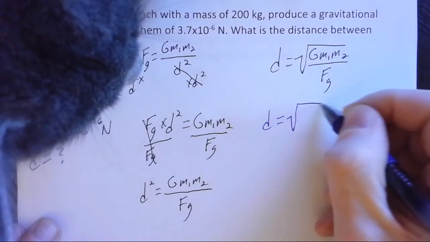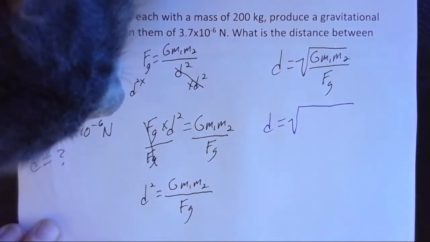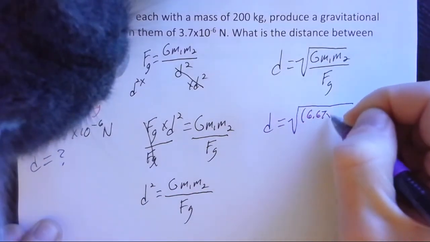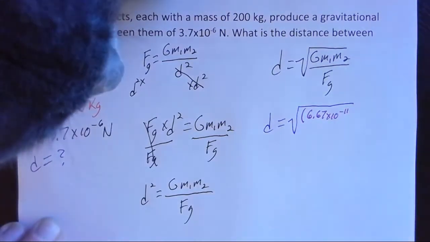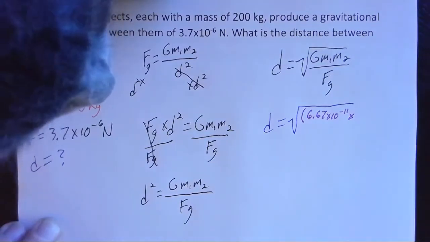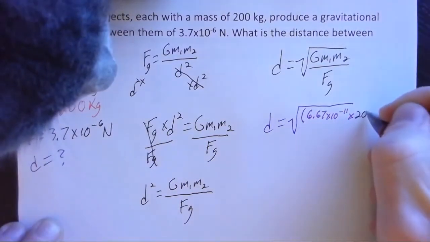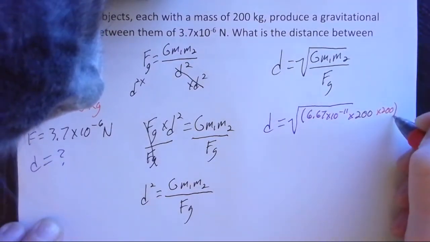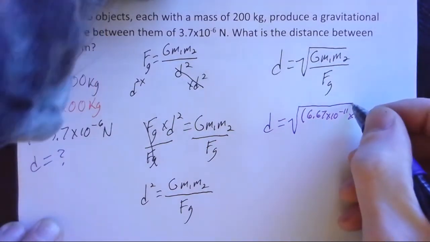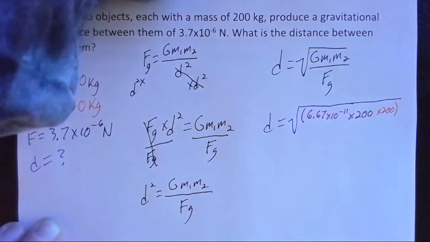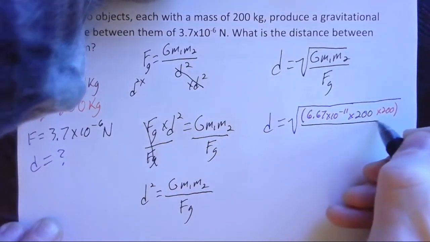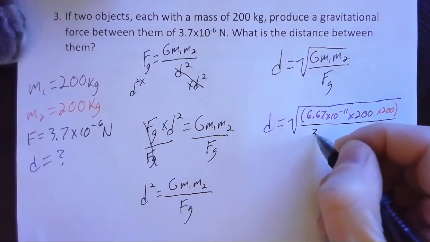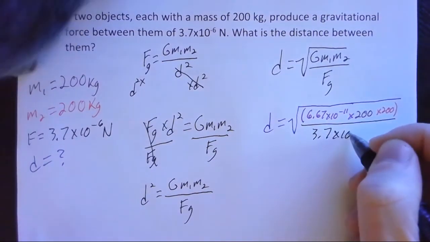Now that we have our equation, we can plug in our values. We know the distance is equal to the square root of the universal gravitational constant, which is 6.67 times 10 to the negative 11. We'll multiply this by the mass of each object, which is each 200 kilograms in this problem. We'll make sure to wrap our numerator in parentheses so that the multiplication occurs before the division. Be sure that you're square rooting the entire fraction and not just the numerator. We'll then divide this by the force of gravity, 3.7 times 10 to the negative 6 newtons.